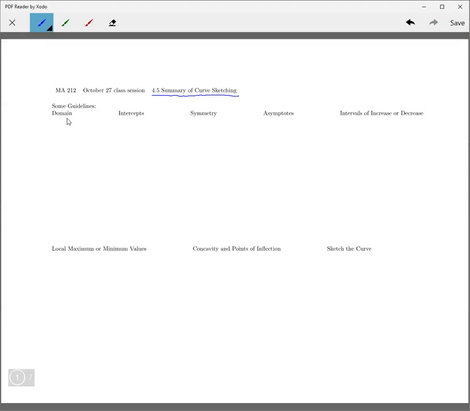So, some guidelines. First of all, they talk about the domain. Try to figure out what the domain is and then go from there. Look at whether it has a hole in the graph, or if it's got an asymptote, or if there are just restrictions on the domain.